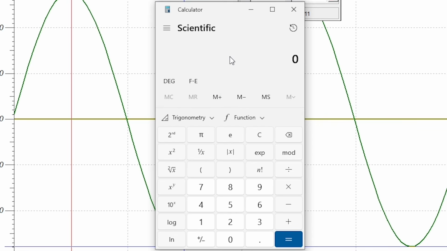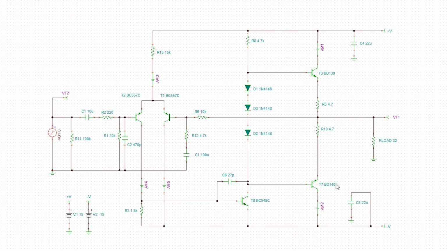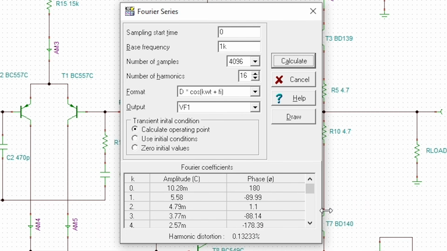So if we use our calculator, we've got 5.54 volt peak. We multiply that by 0.707 to give us the RMS voltage value. Multiply that by itself, then divide it by the load resistance. That gives us a grand total of 479 milliwatts into 32 ohms, which is extremely deafening. So I expect this little amplifier to drive headphones to extreme levels, to the point where you could lose your hearing. This is the total harmonic distortion at full power, which is 0.1323%.